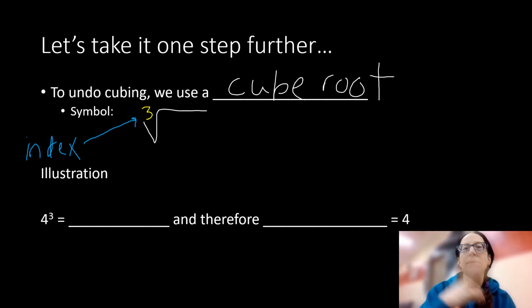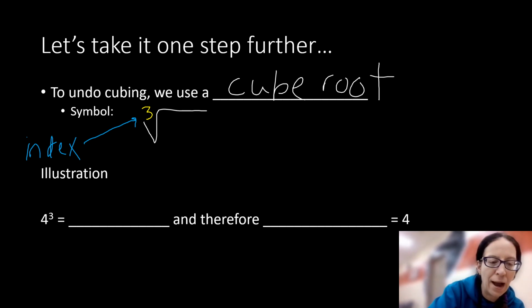So back to the title of the lesson, when we said this lesson was about simplifying higher order roots or radicals, this is what we're talking about. We're talking about something higher than a square root, like a cube root. Now let's just illustrate what we mean by this.